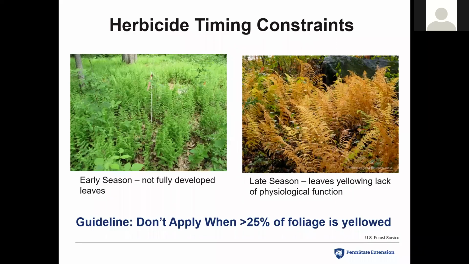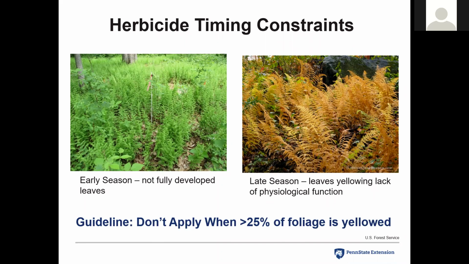So herbicide timing was important though. Early season fern control, they found if the fern was not fully developed yet, so it hadn't completely grown, hadn't completely unfurled its leaves, they didn't get as good a control on it as they did once they got into July. And then late season applications, they found some constraints too, because its leaves started to turn yellow.